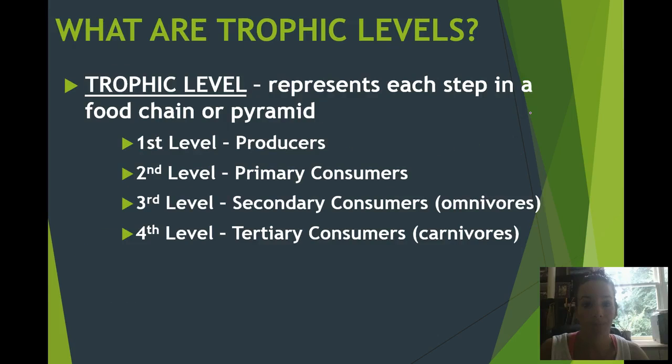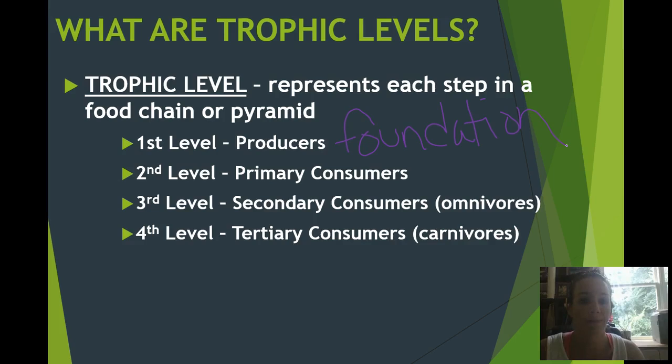So there's trophic levels in a food chain or a food pyramid, and these should be review for you from freshman year. So the first level is your producers. They are the foundation of your pyramid. Next up, make yourself a note that the first level producers are always the foundation. Next up is the primary consumers. So these are the animals that eat the producers. Secondary consumers are usually omnivores. They can eat the producers, but they also eat the primary consumers. And then there's your tertiary consumers, which are carnivores, and some food chains and food pyramids have a quaternary consumer, and this is simply a larger carnivore that eats smaller carnivores.